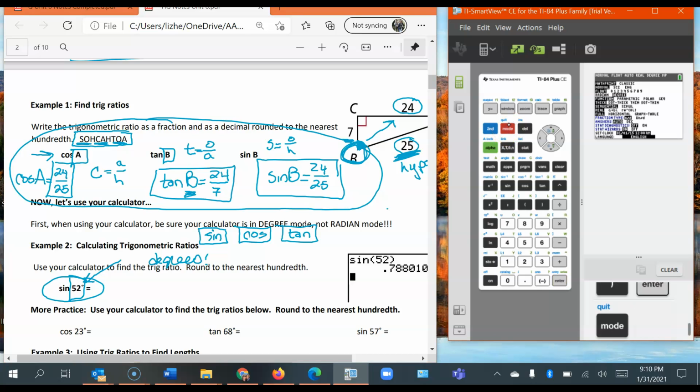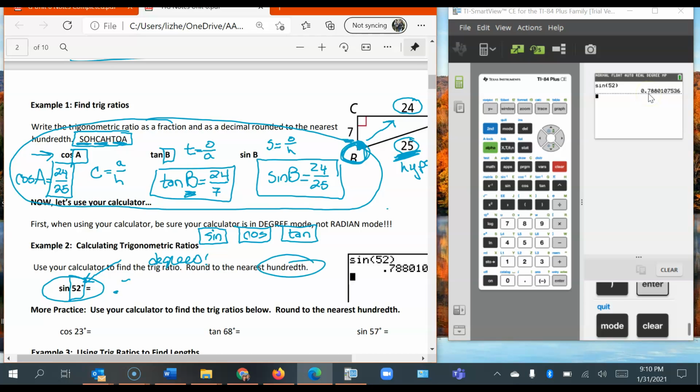I think most calculators have a mode. If you have a graphing calculator, you can see right here the word degree is highlighted on mine, whereas the other type of angle measure is called a radian. We're not doing radians right now. We're doing degrees, so make sure your degree is highlighted. And then you do it again, sine of 52 degrees, and you should get 0.788. Does it say where to round? Okay, round to the nearest hundredth. So you should get 0.79. That is the answer there.